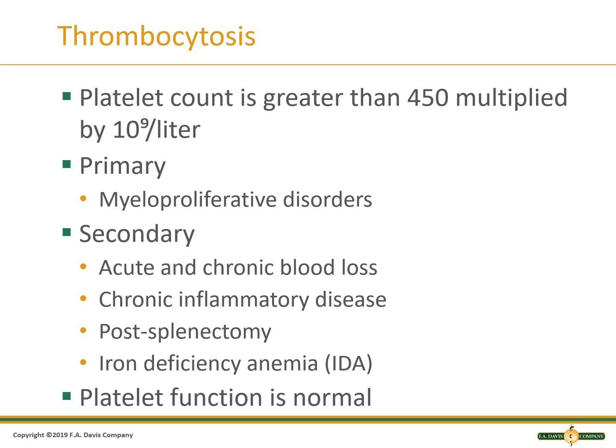The primary reason for thrombocytosis may be some type of myeloproliferative disorder. Secondary issues could be acute and chronic blood loss, chronic inflammatory disease, post-splenectomy, again, that's when the spleen has been removed, as well as iron deficiency anemia, or IDA. And normally the actual function of the platelet is normal.